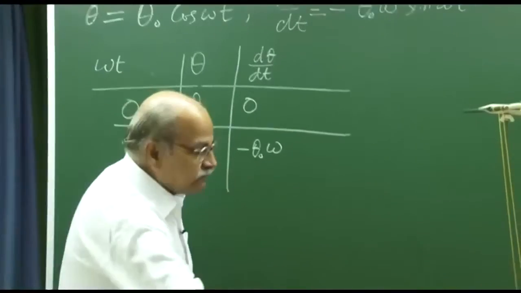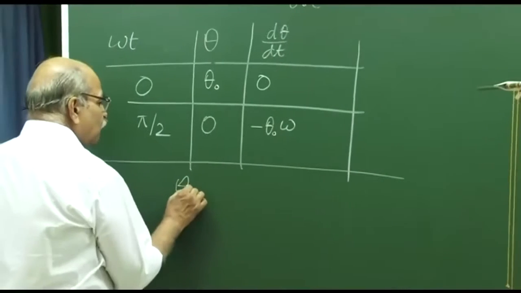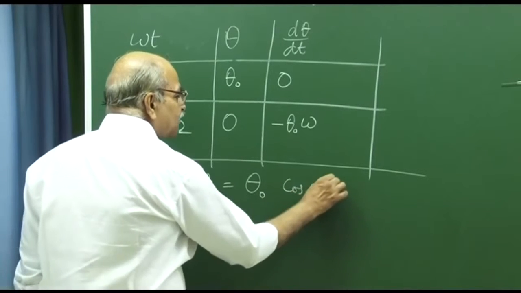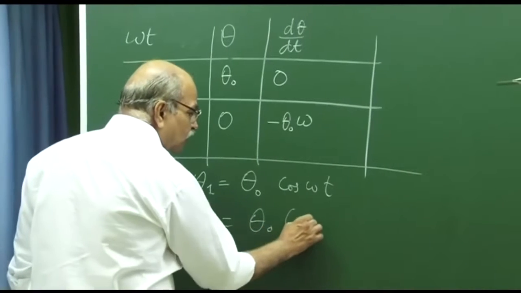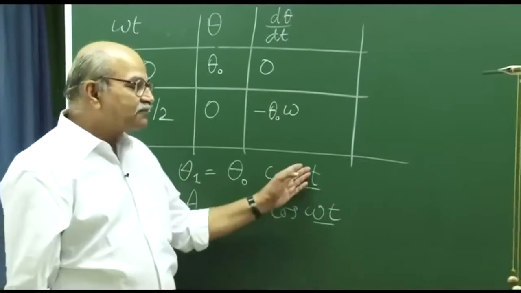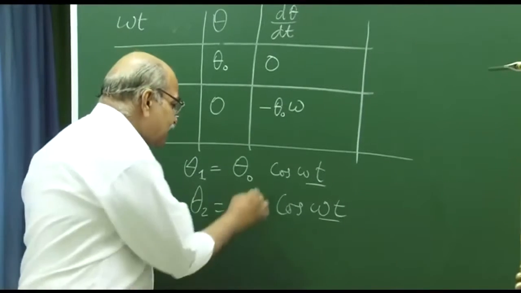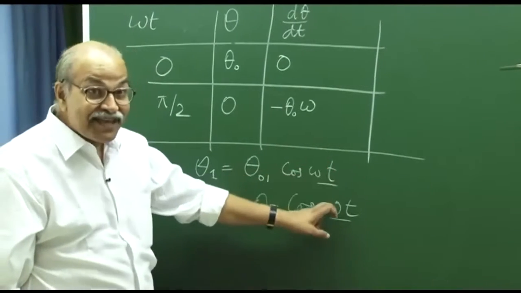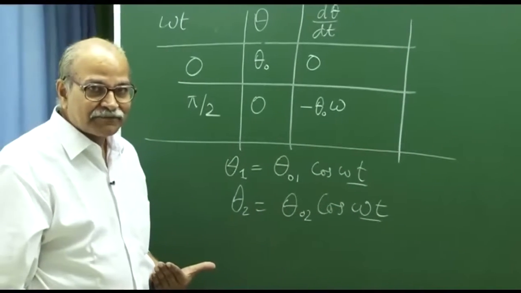So we say that for the first pendulum, theta 1 is equal to theta naught cos omega t, and for the second pendulum theta 2 is also theta naught cos omega t. So this phase and this phase are the same, the phase difference is 0. If the amplitudes are different, this will be theta 01, theta 02, different amplitudes are possible, but still they will be called in phase if they are going together and coming back together.